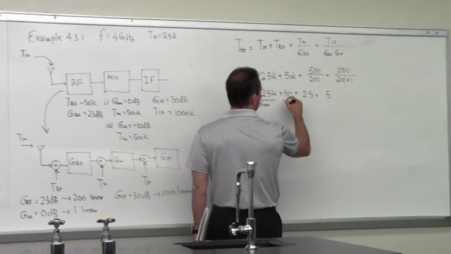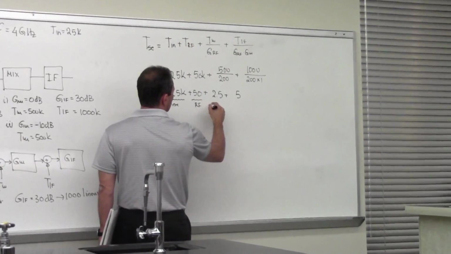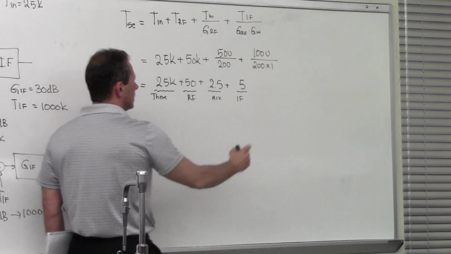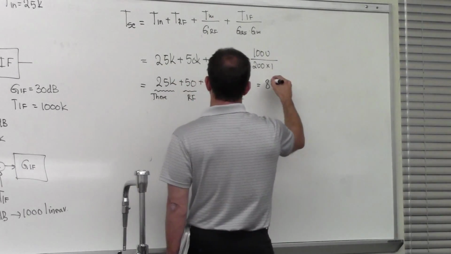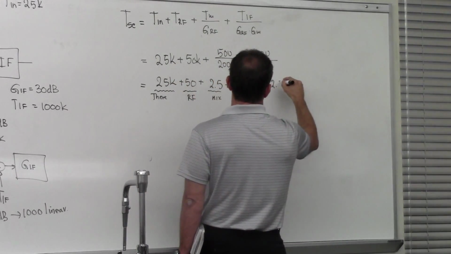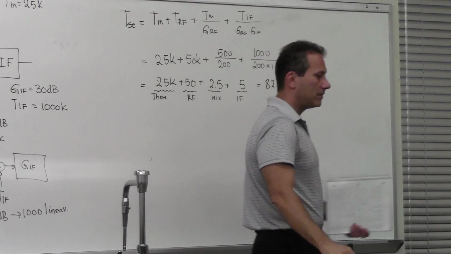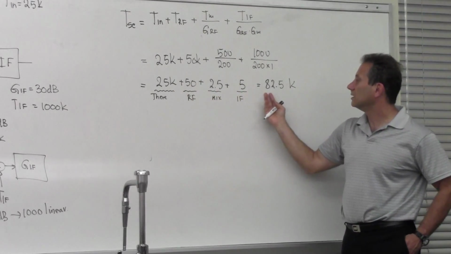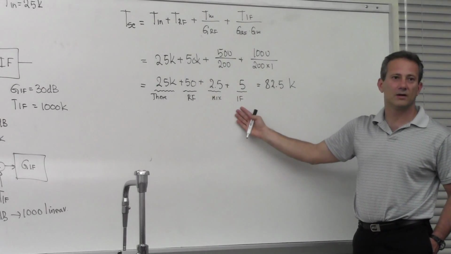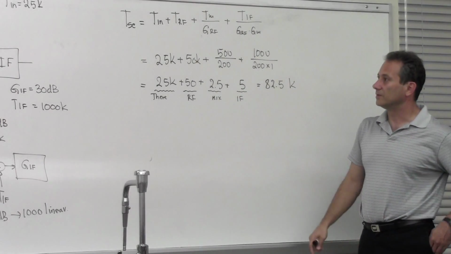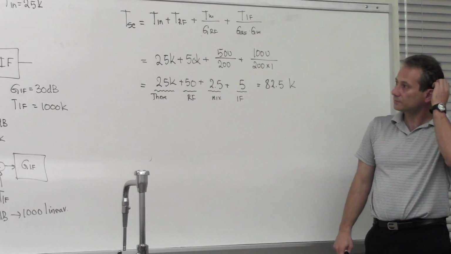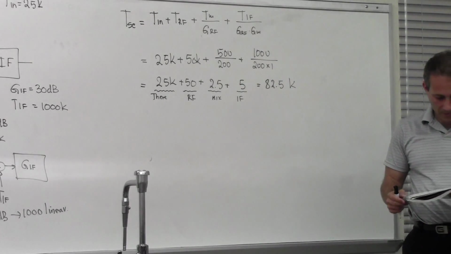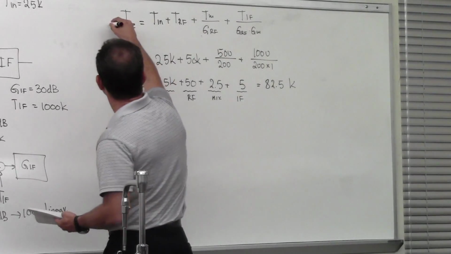This is the contribution from the RF stage. This is the contribution from the mixing stage. And this is the contribution from the IF stage. Together, they make 82.5 Kelvin, out of which 50 is due to your front-end RF stage, 25 you could control, and only 7.5 are due to the internal stages of the front end. If you do the recalculations, that would be part B. So this was part 1.